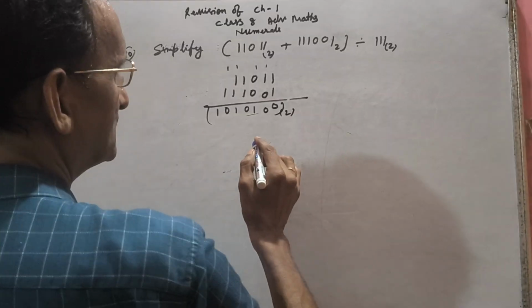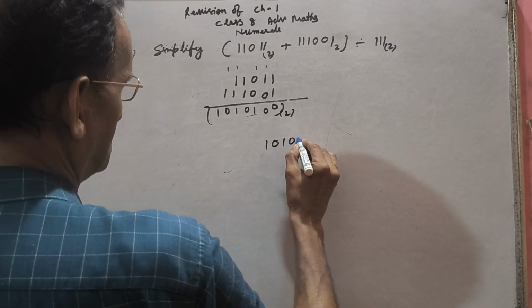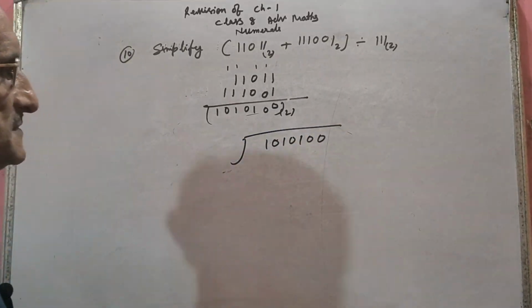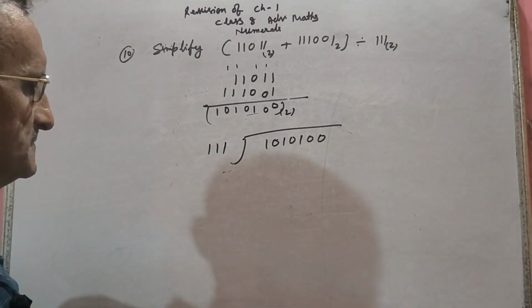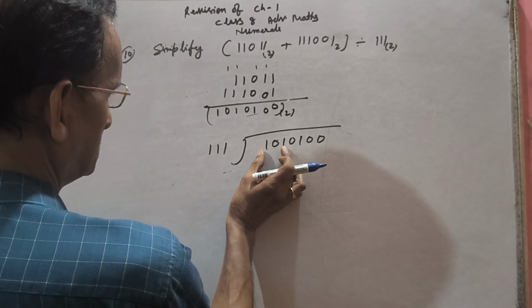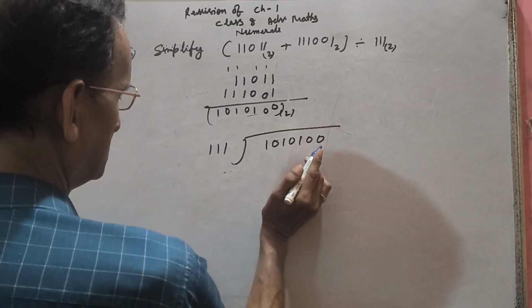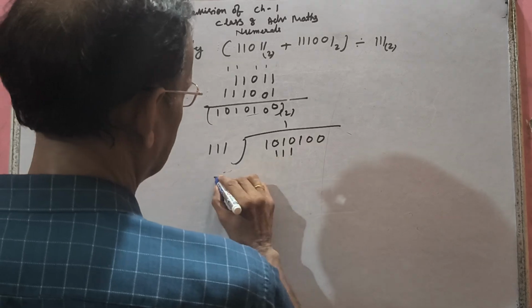Obviously divide. Now only you have to do the division: 1 0 1 0 1 0 0. Base is 2, and base 2 will not be written here in the answer. And we need to divide by 111. If you take 3 digits only, this is 101 and this is 111, so this is more than this, so we have to cover up 4 digits and one time 1 1 1.